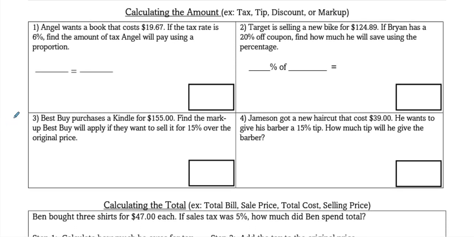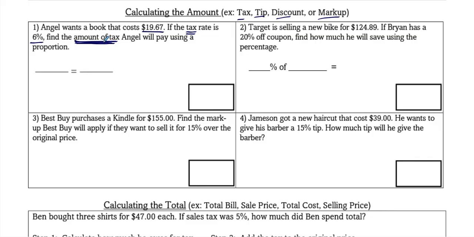Alright, so here we're just going to be calculating the amount, or just the tax, tip, discount, or markup, not looking at the sale price or final price yet. Alright, so Angel wants a book that costs $19.67. If the tax rate is 6%, find the amount of tax Angel will need to pay using a proportion. So we're just finding the amount of tax. Reading carefully in this unit is really important because most of the time you know the math skill here. You just need to understand what they're looking for, if they're looking for the final price or just the amount of tax. So here we're just looking for the amount of tax.